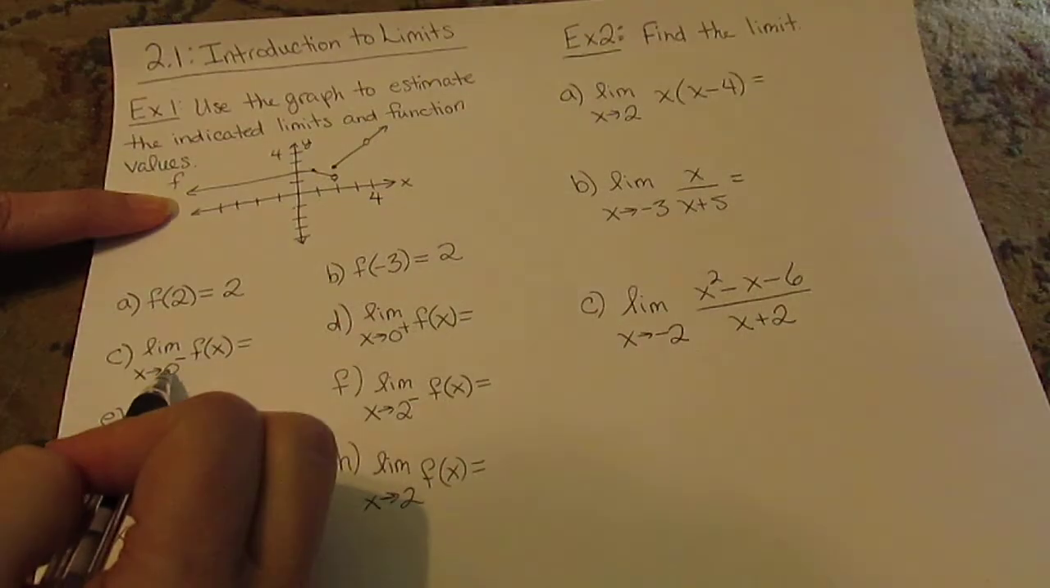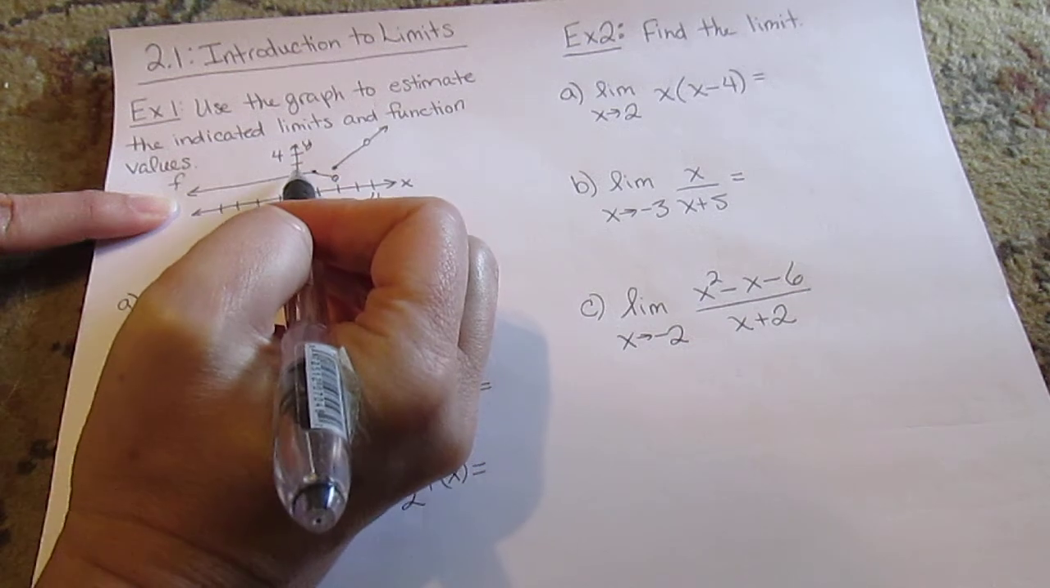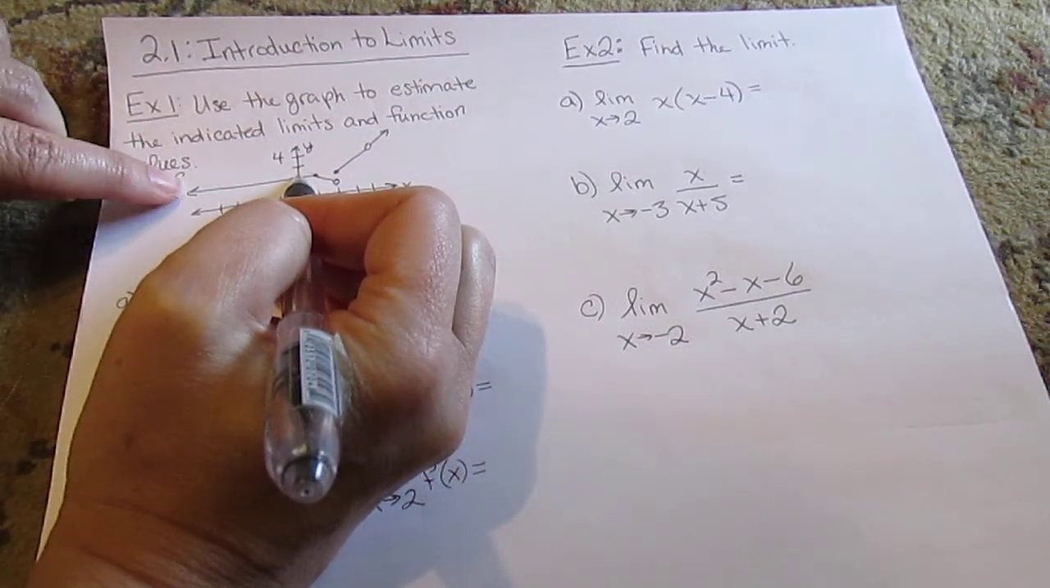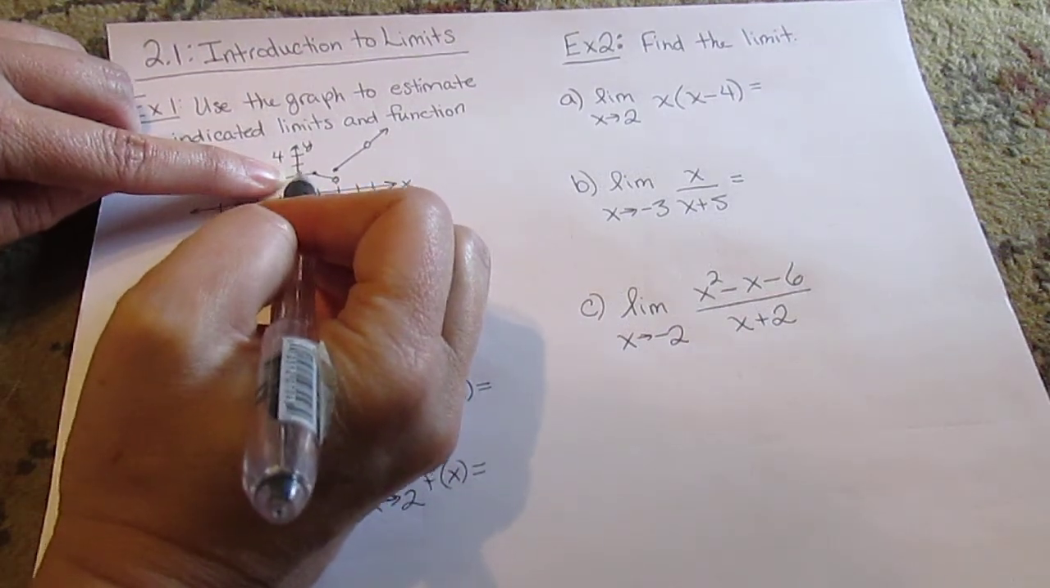Okay, well, I want to go to 0. So my x value 0 is right here. And you want to approach it from the left. So approaching it from the left, we tend to this point right here, which is 2.